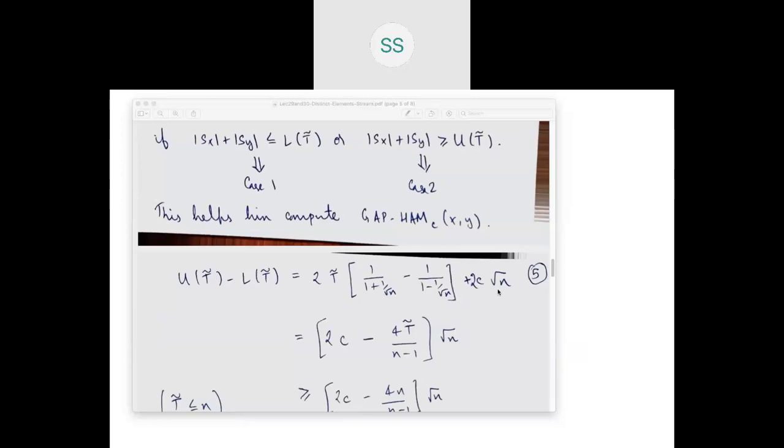Right? And now if you simplify this entire thing, you already have this 2c square root n. If you simplify the rest, sorry, you will get 2 square root n divided by n minus 1, I think. Inside the square bracket, you will get 2 square root n divided by n minus 1. And you can take the square root n outside, and you can bring in the 2 t tilde, and you can simplify this. This is just arithmetic. You can just verify this.